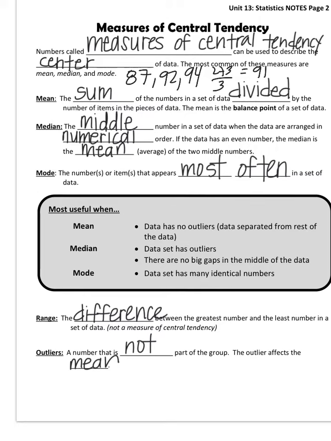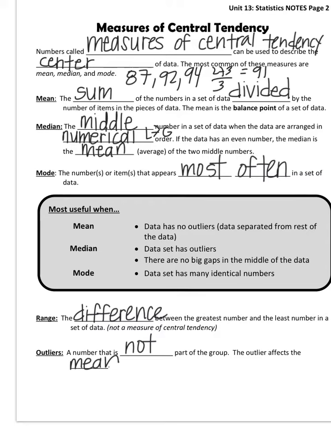The median, kind of like the median that's in the middle of the road, is the middle number in a set of data, but you have to be sure that your numbers are in numerical order from least to greatest. I'll make a note here, least to greatest. That's supposed to be an arrow there. Okay, so if the data has an even number, the median is the mean of the two middle numbers. So looking back at the previous example up here, these are already in order from least to greatest. 92 would be the median.